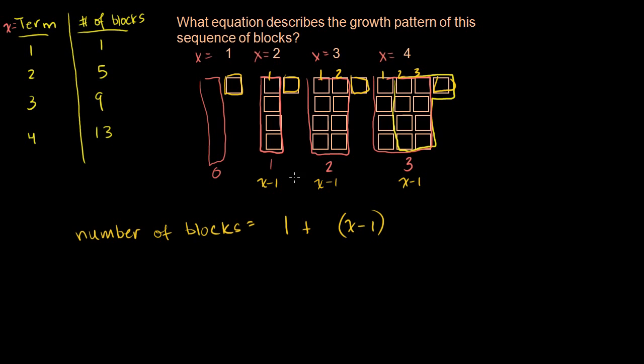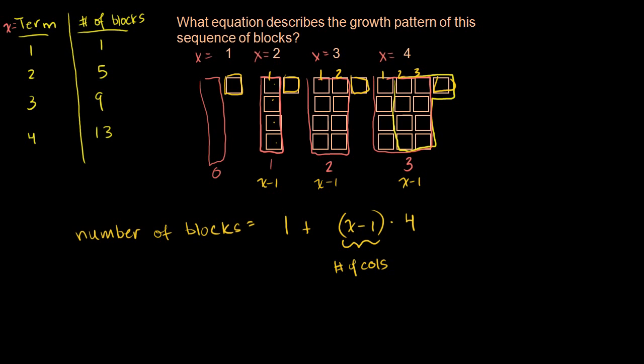And x minus 1 is the number of columns. And then in each column, we have 4 blocks. So it's the number of columns times 4, right? For each of these columns, we have 1, 2, 3, 4 blocks. So this is the equation that describes the growth pattern.